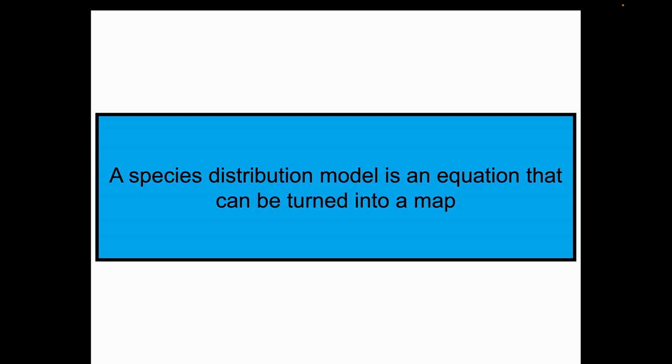One is that a species distribution model is an equation. Just like when you do a regression analysis, you get an equation. A species distribution model, though, is an equation that can be turned into a map.